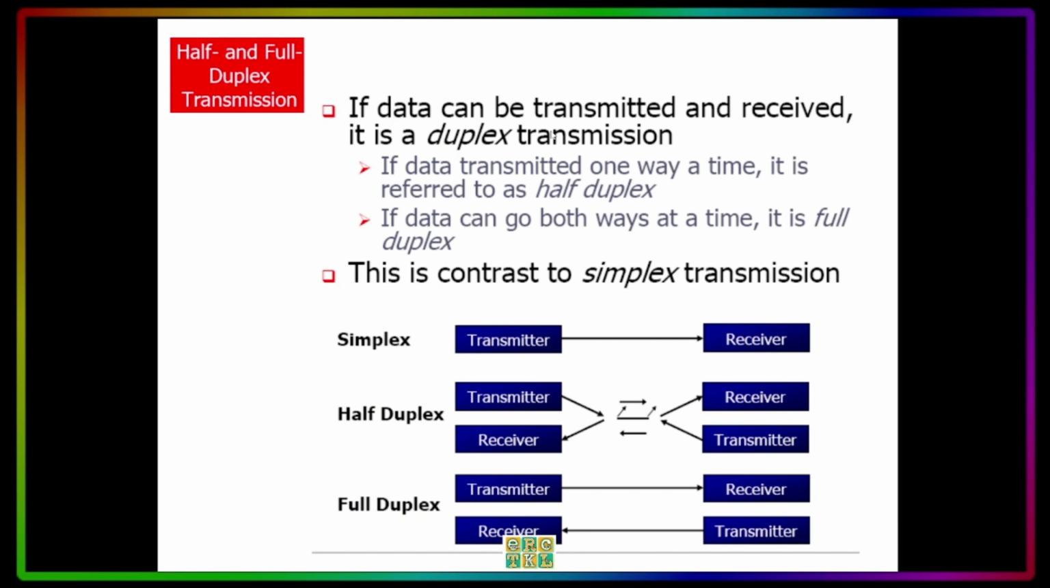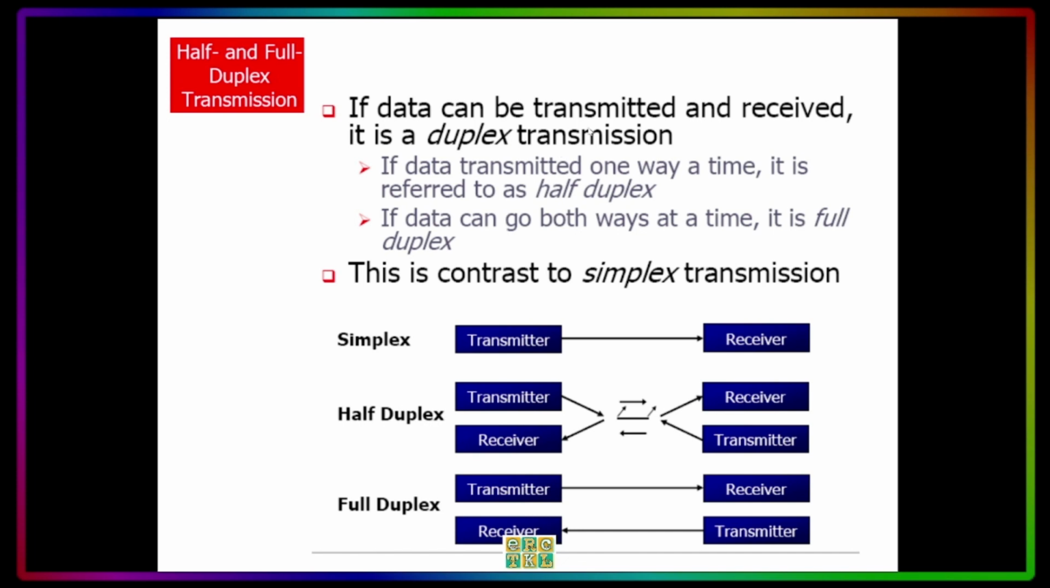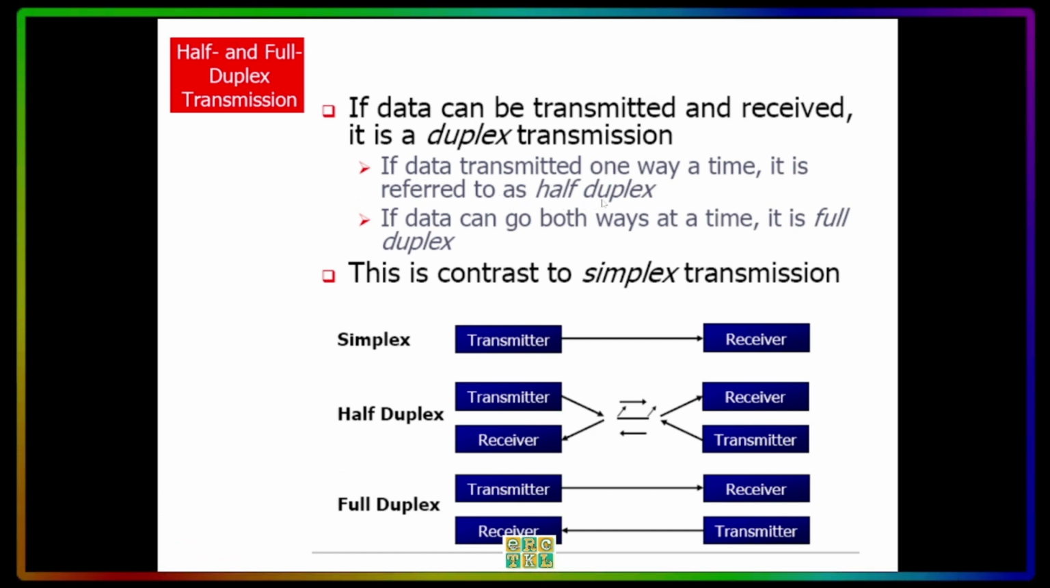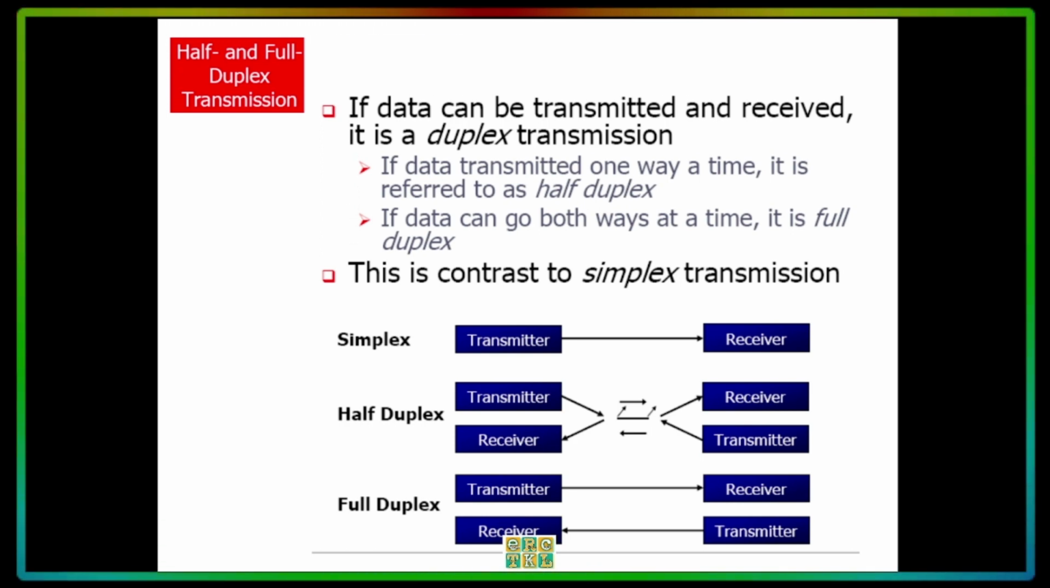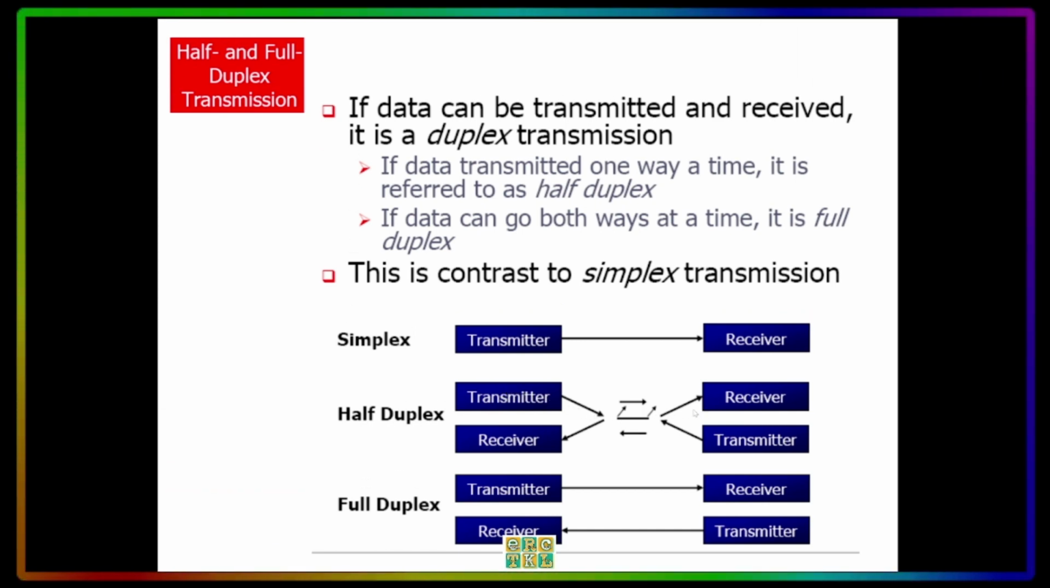If the data can be transmitted and received, that is what we call duplex transmission. If the data is only transmitted one way at a time, it is referred to as half duplex. Again, half duplex means data can only be transferred to another receiver one way at a time. You will see the half duplex from the transmitter on the left to the receiver on the right, or from the transmitter on the right to the receiver on the left, but one way at a time.